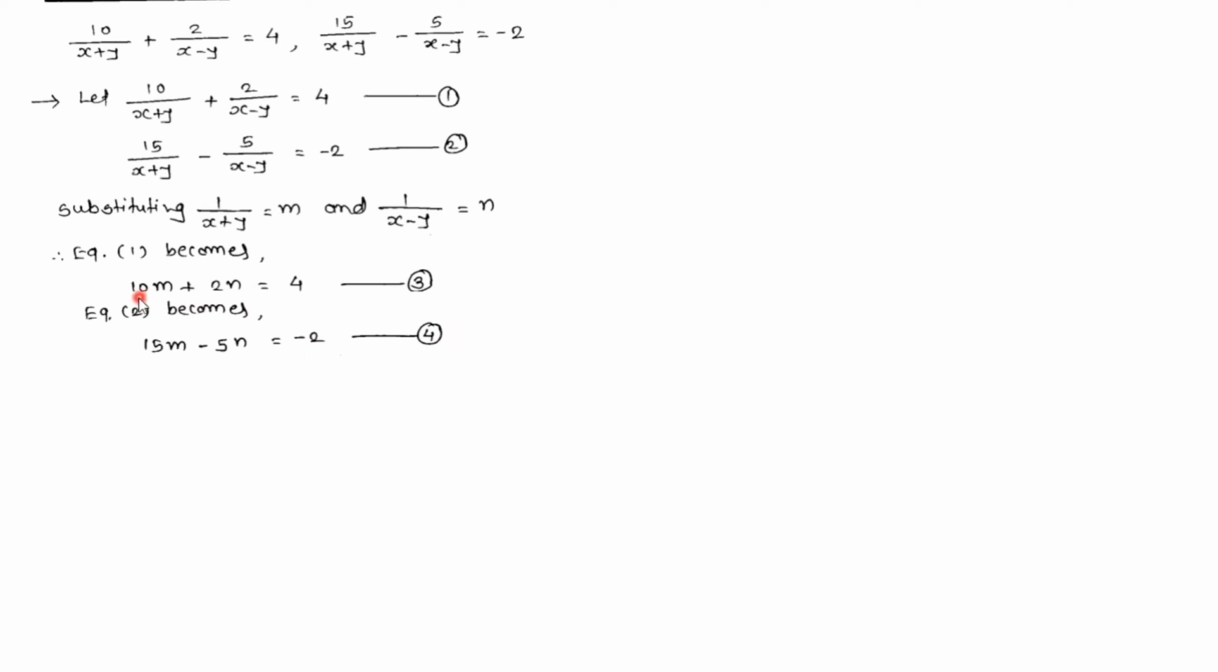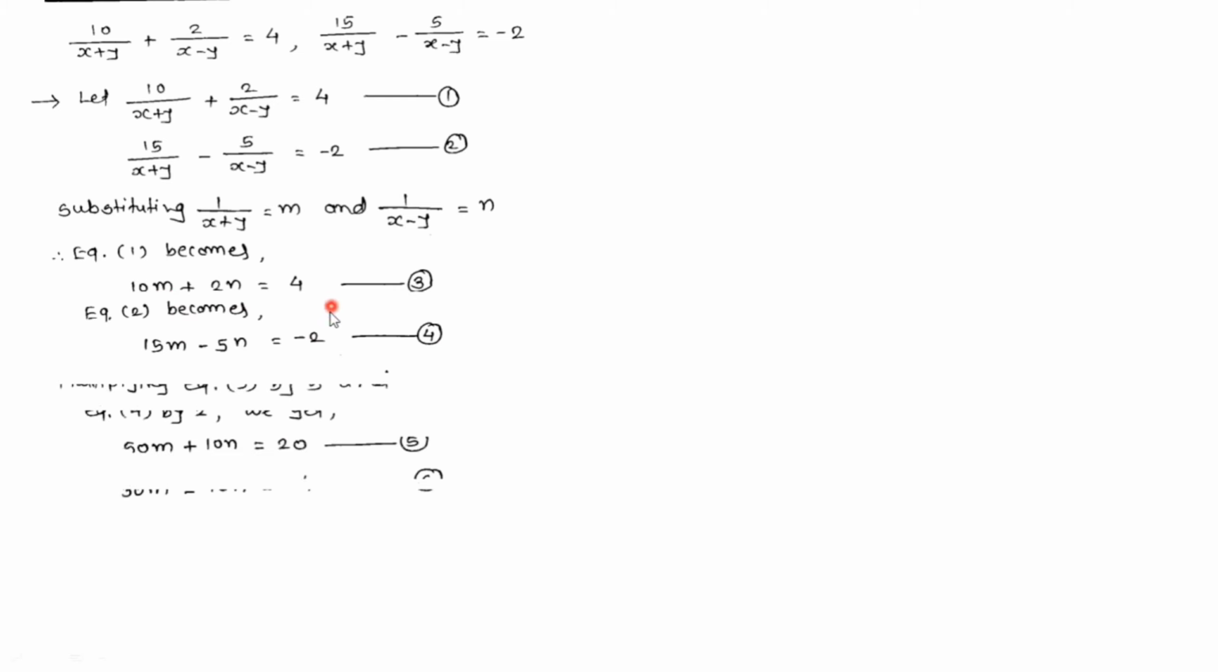Now, consider equation 3 and equation number 4. These are the two simultaneous linear equations in variables m and n. So we can solve these two simultaneous equations to have firstly the values of m and n. So for that, we have to compare these two equations. To solve these two equations, we have to make the coefficients of either m or n equal. So here, if we decide to make equal coefficients of variable n, we have to multiply equation 3 by 5 and equation 4 by 2.